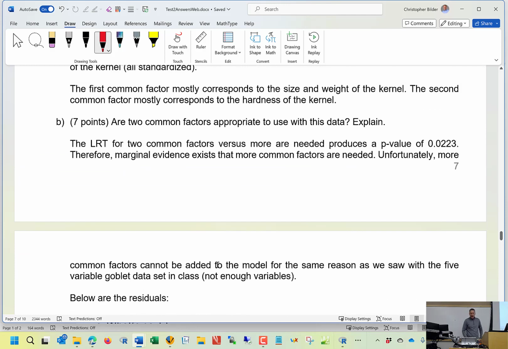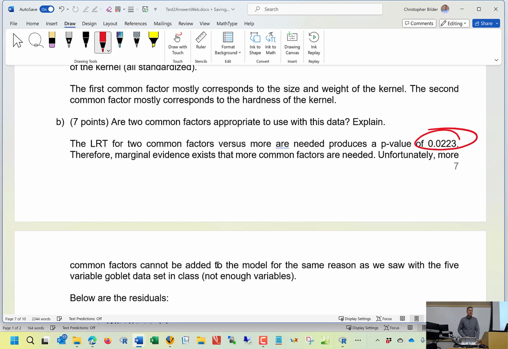So are 2 common factors appropriate to use with this data? Some students, and this is what I would start off with as well, chose to start off with the likelihood ratio test. That's a great place to start.